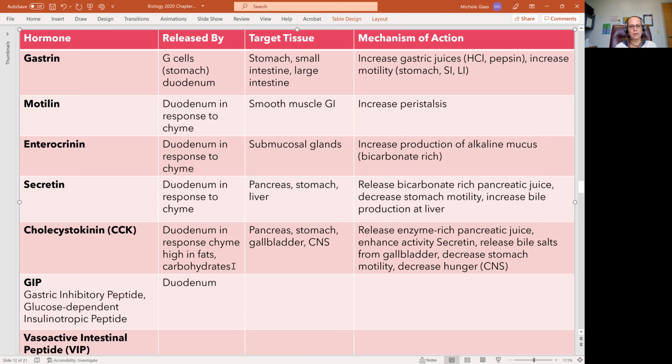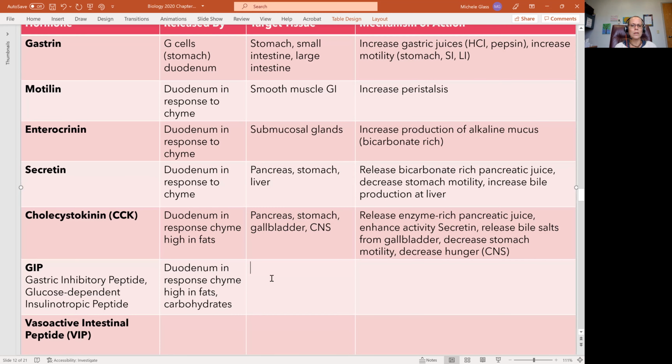And this one is actually released for both fats and carbohydrates. So if you go back up to the CCK, I do need to remove the carbohydrate from the list there. So it's primarily looking at a release when it's high in fat. So just draw a line through that or erase that. I apologize. When we're looking at the GIP, this is in response to both chyme high in fats and carbohydrates. I had just looked at my paper a little bit wrong.